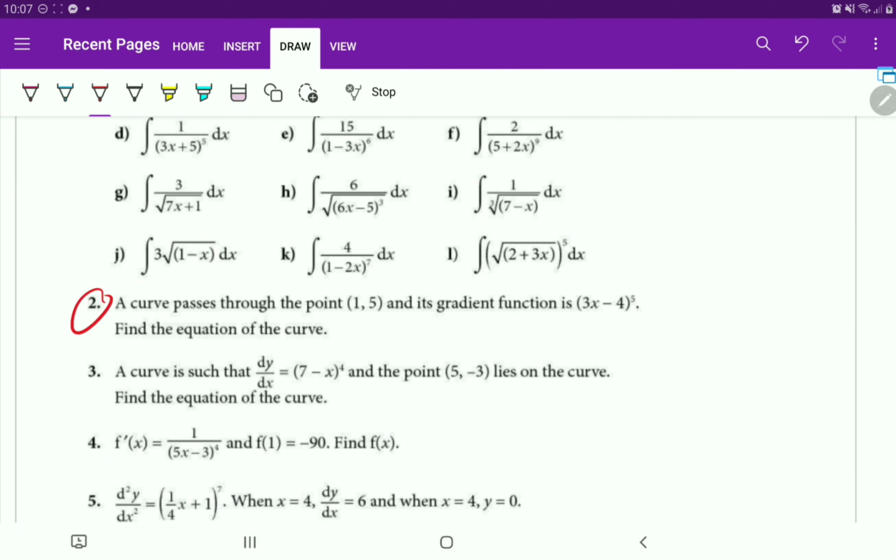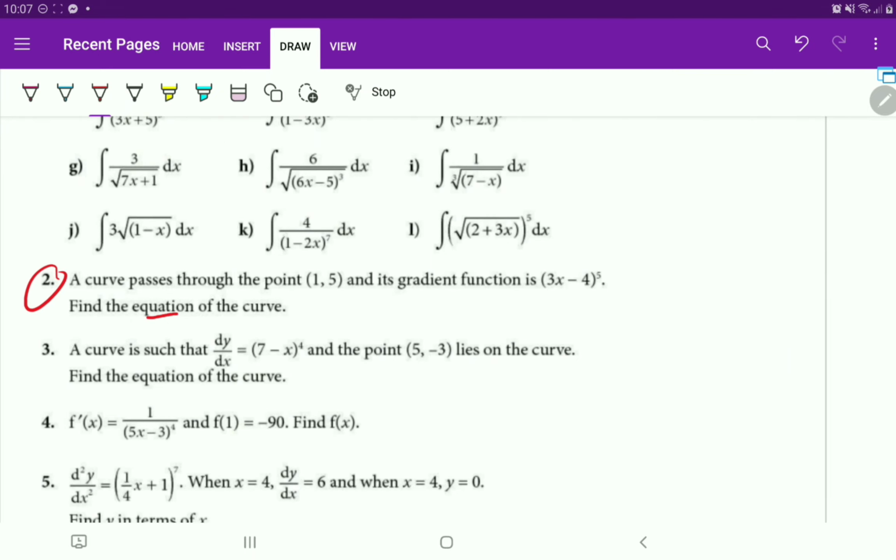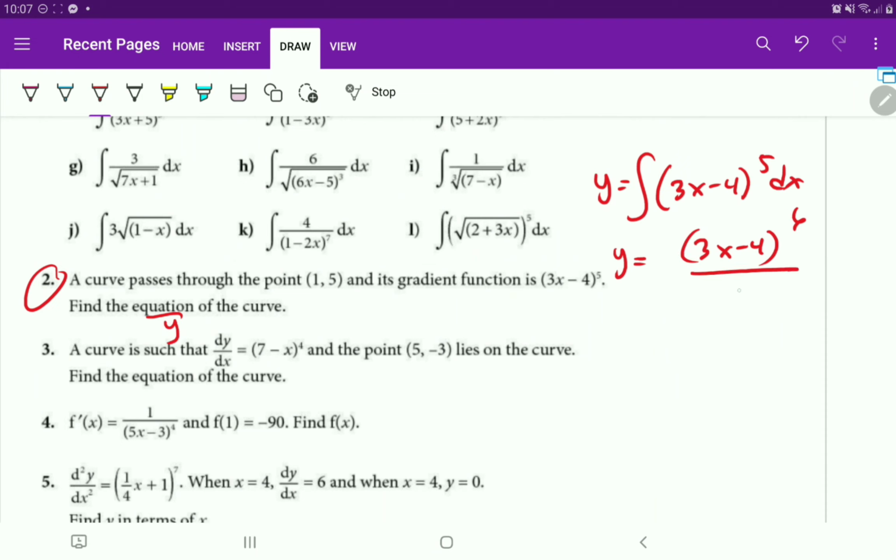Okay, letter number 2. A curve passes through the point 1,5 and its gradient is this one. Find the equation of the curve. Again, the equation is y. So therefore, y is equal to the integral of 3x minus 4 to the power of 5 dx. So therefore, your y is equal to 3x minus 4 to the power of 6 all over 6 multiplied by a, which is 3, plus c. So y is equal to 3x minus 4 to the power of 6 over 18 plus c.